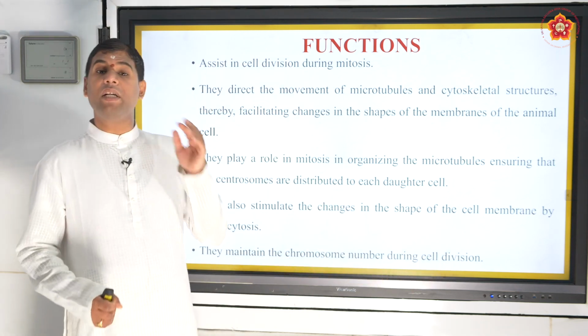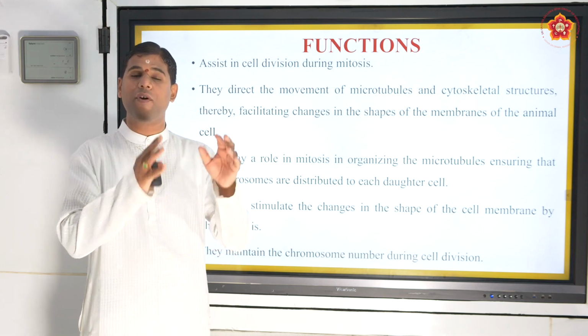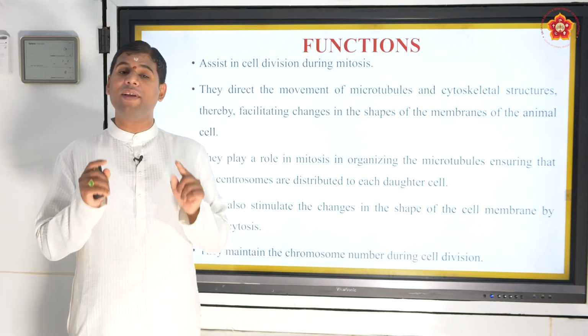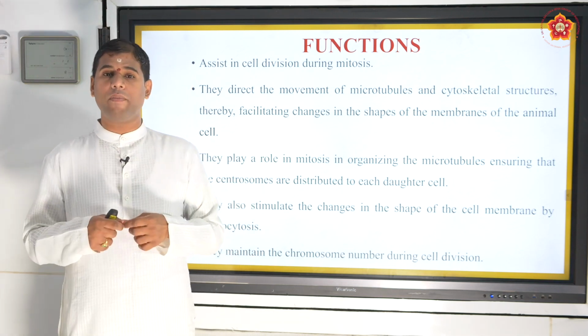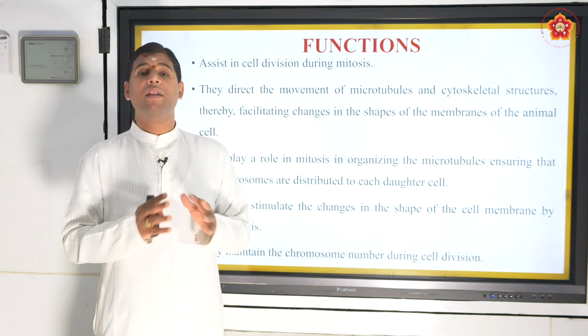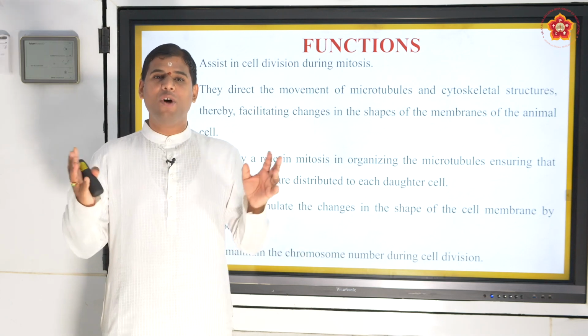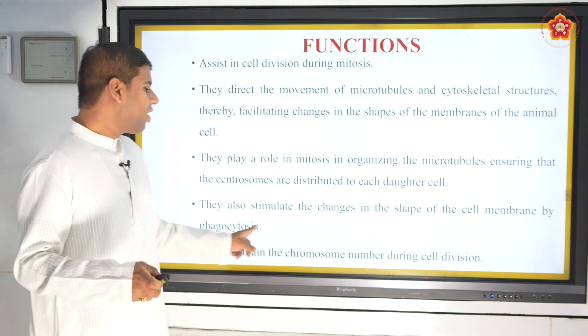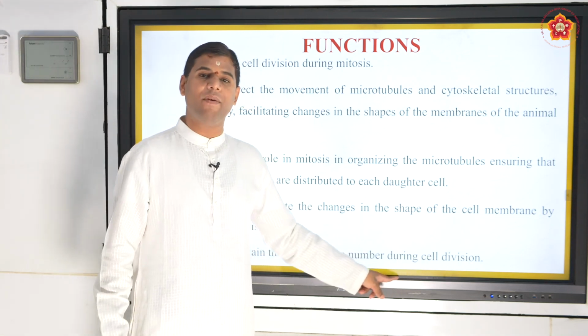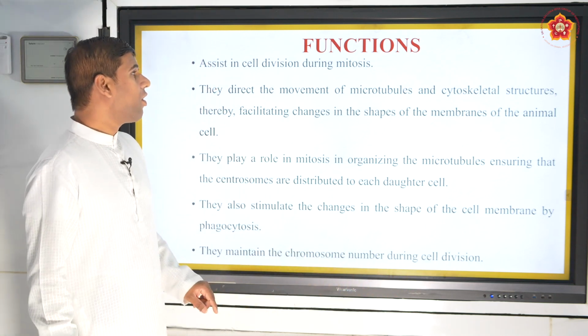When the cell division takes place, when the cell is dividing from one part to another part, the maintaining of the chromosomes is very important. Suppose if one chromosome gets missed off, then gone. The entire process goes off, alright. So here they maintain the chromosome number during the cell division. Alright, going on to the next one.